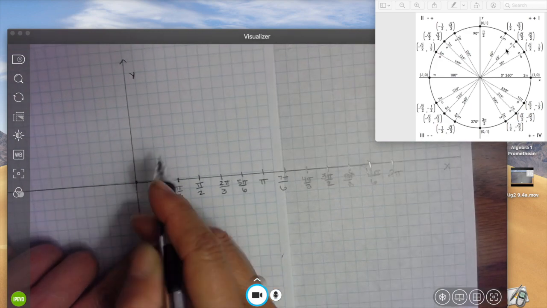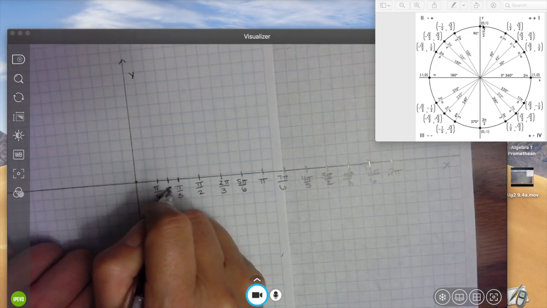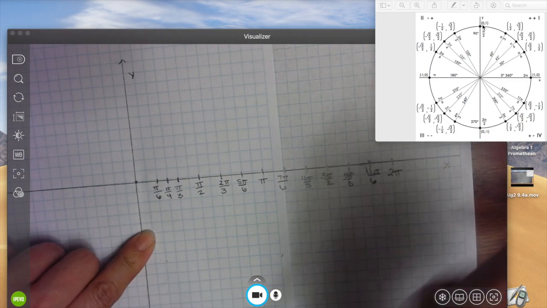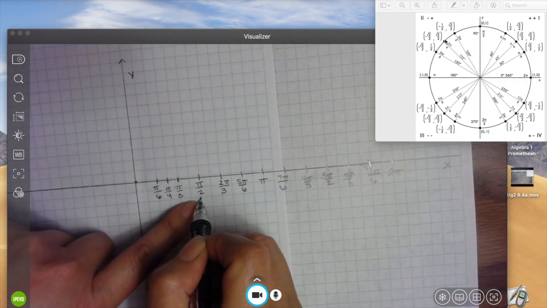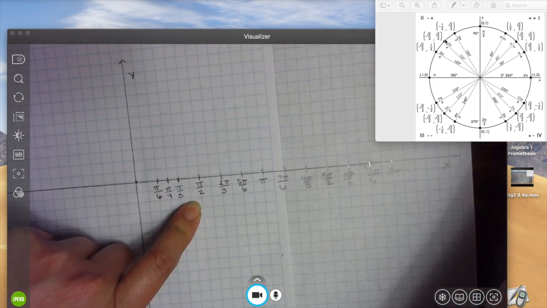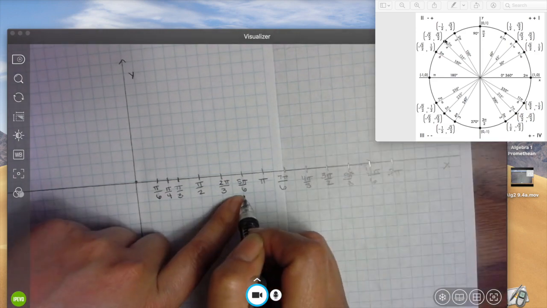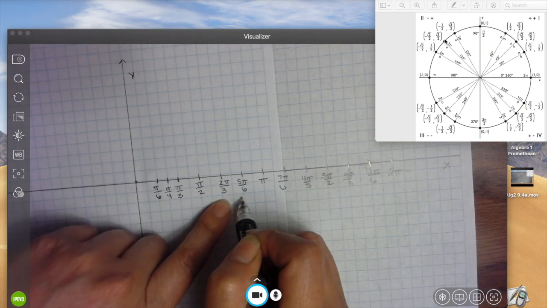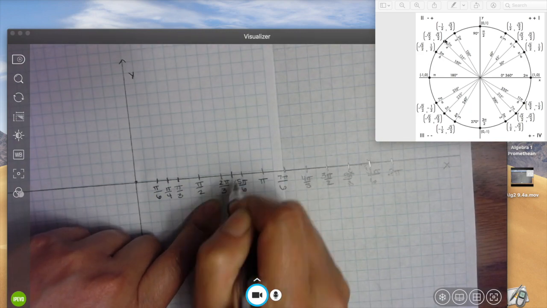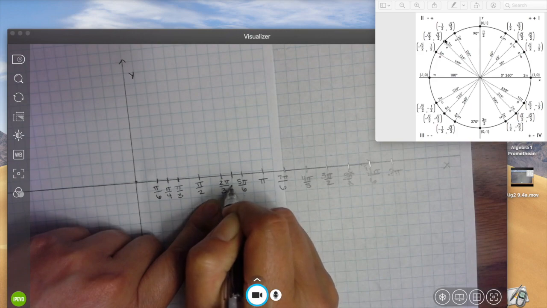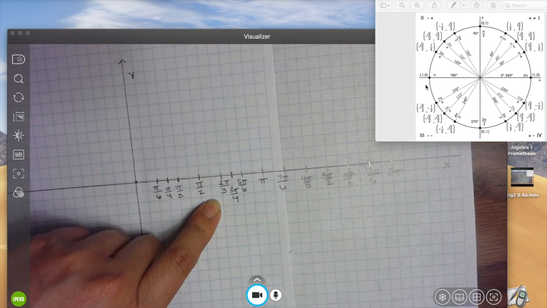Okay, then we go to the next one, so that's 1 pi over 4, then 2 pi over 4. 2 pi over 4 is the same as pi over 2. Then we go to 3 pi over 4, and 3 pi over 4 is in between 2 pi over 3 and 5 pi over 6. Okay, so there's 3 pi over 4, to put it down a little bit, right? And then 4 pi over 4 is the same as pi.